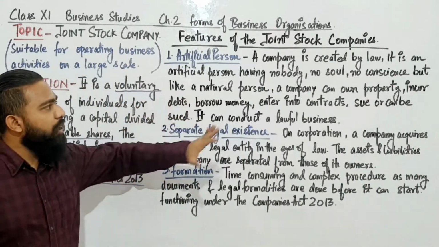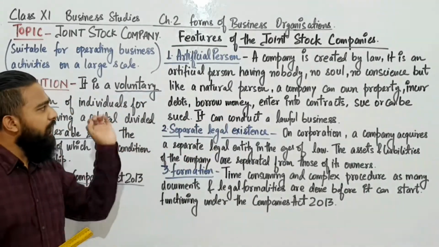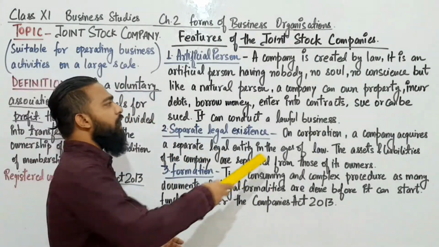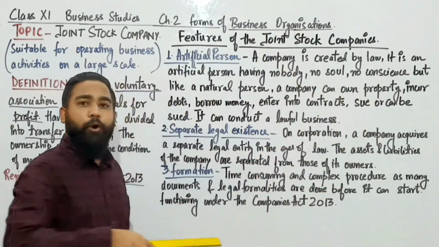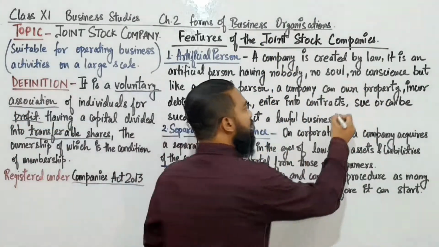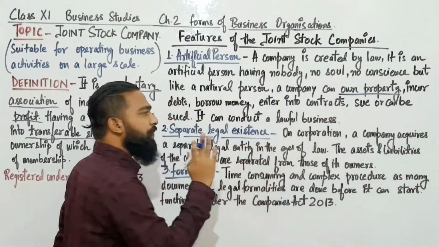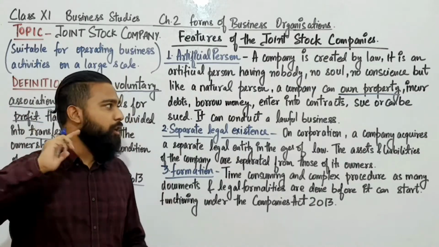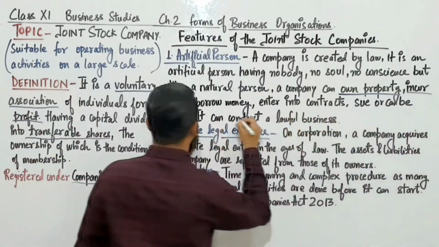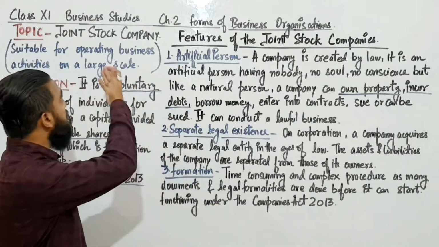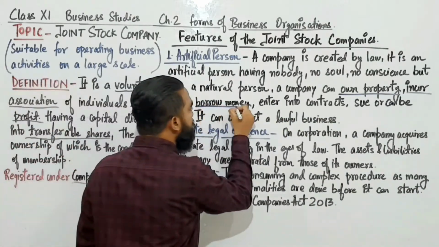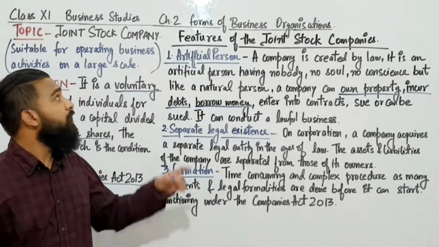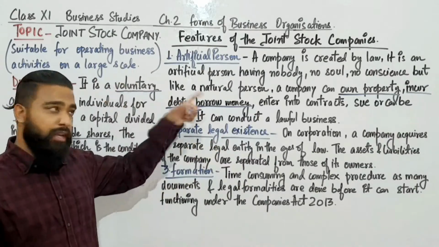But it has no body, no soul, no conscience, but like a natural person, like you and me, a company can own property. The joint stock company can buy property in its name, in the name of the joint stock company. It can incur debts. There can be debts in the name of the joint stock company. The joint stock company can borrow money. The owners, the members, don't have to borrow the money. The company can borrow the money in the name of the company.